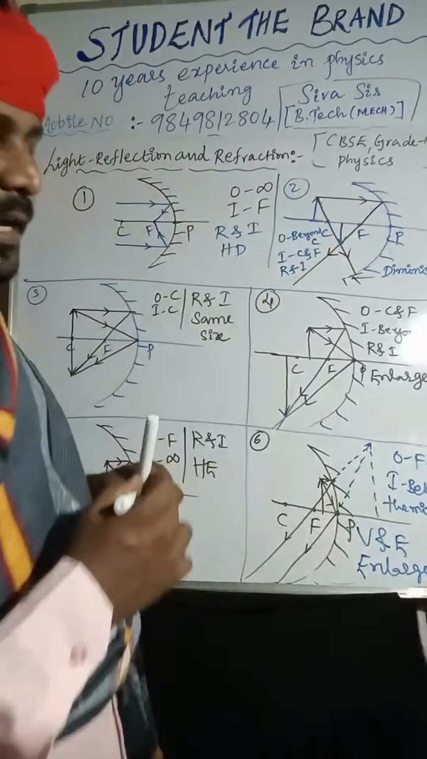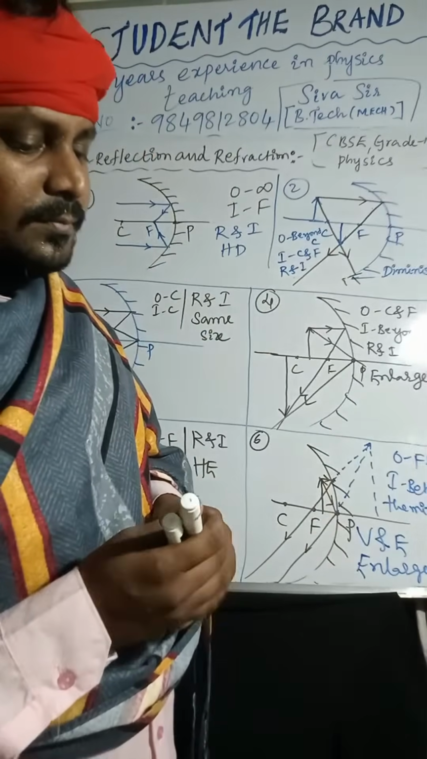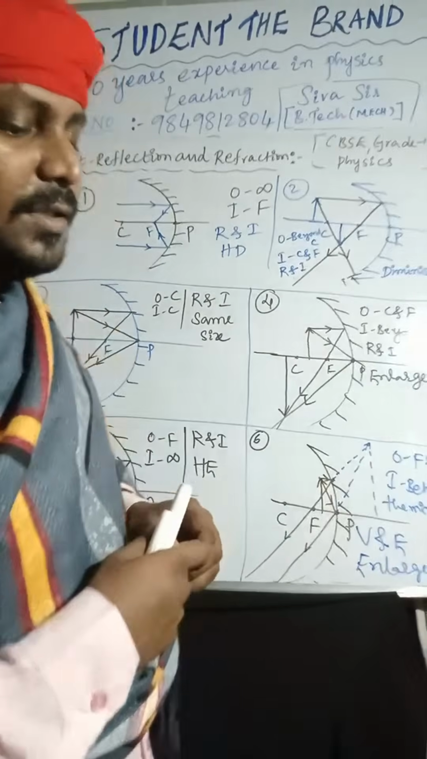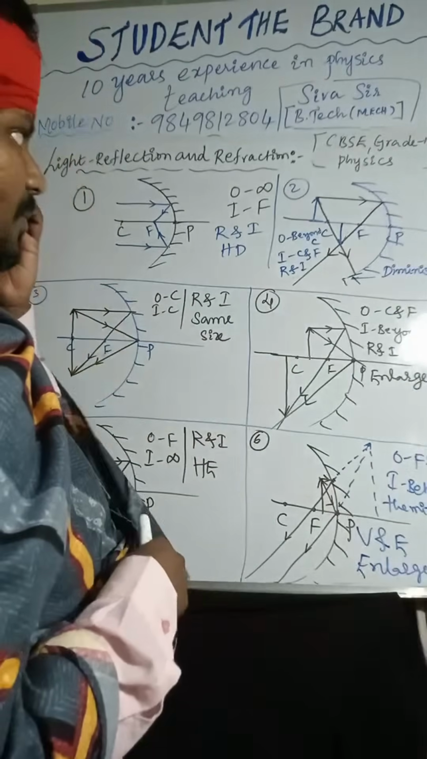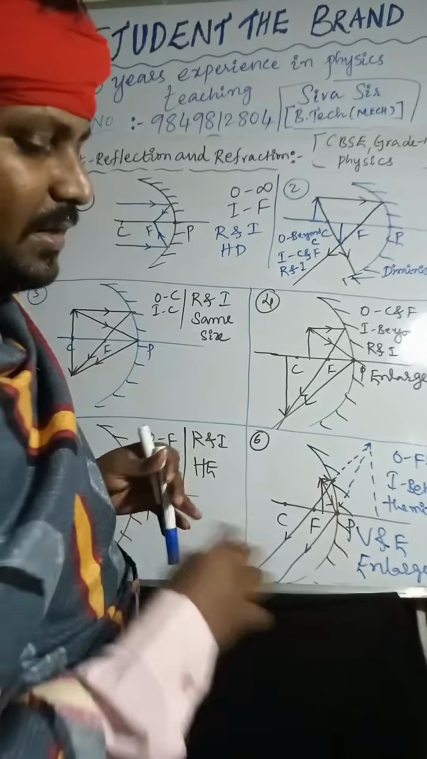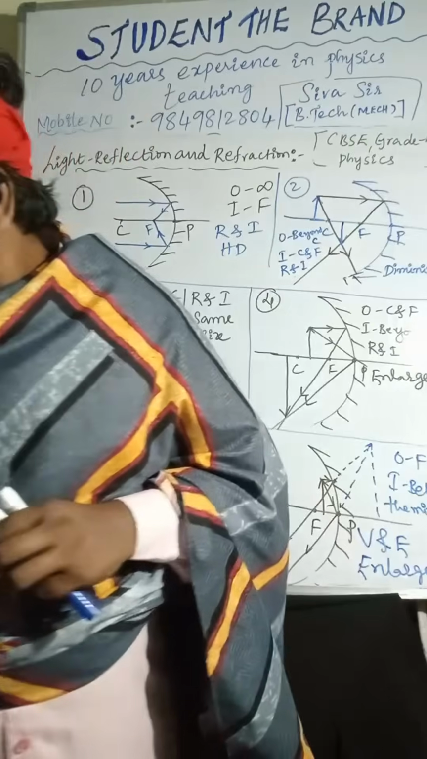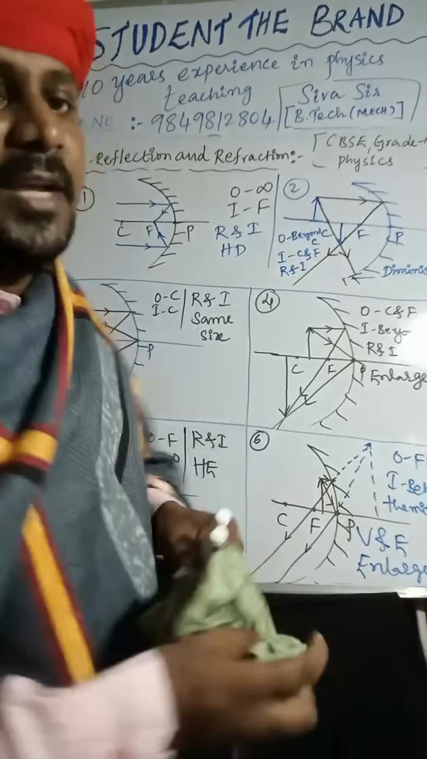Virtual, erect and enlarged. Okay. So next one, we'll discuss convex mirror image formation. So this was about the concave mirror. We'll go to the convex mirror image formation.